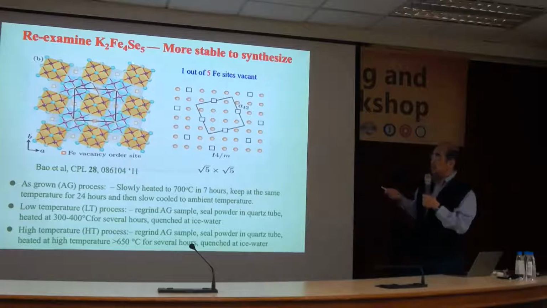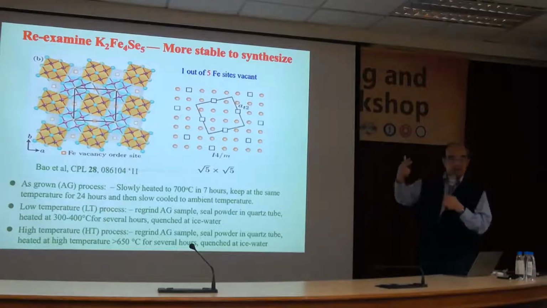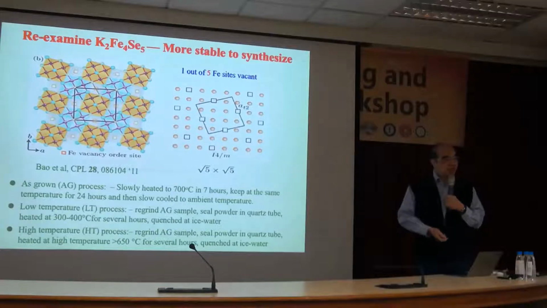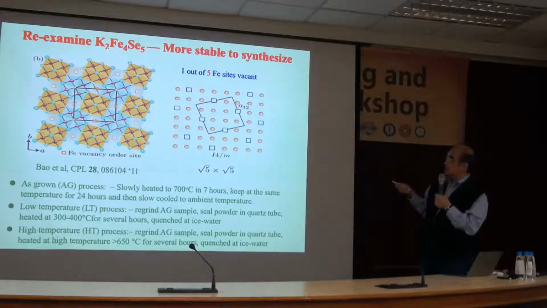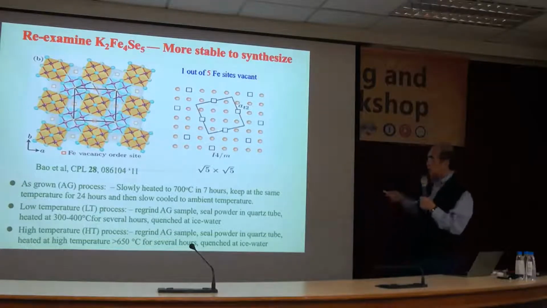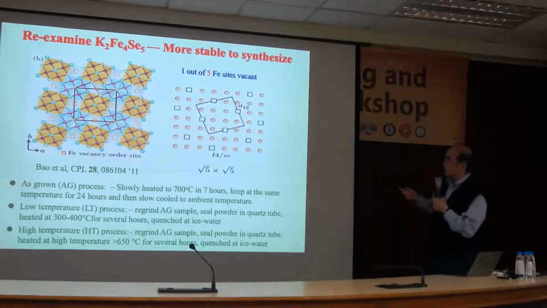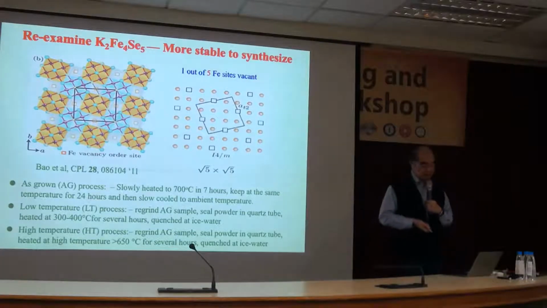This has been found. If you change the stoichiometry, then you get a 30 degree TC, or even up to 40 degree TC. But the perfect ideal K2, the 245, is the insulator, with exactly the same kind of iron vacancy order and the extended lattice root 5 by root 5.